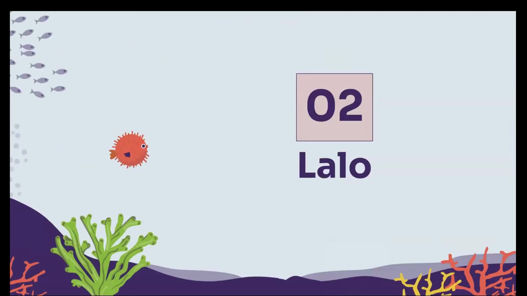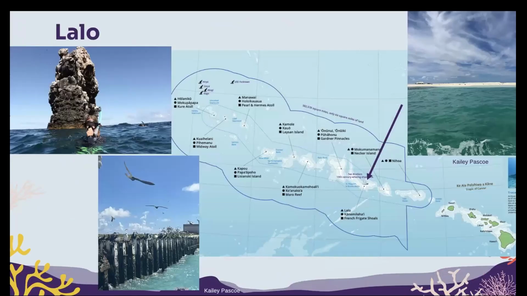So next, moving into Lalo, also known as French Frigate Shoals. This is one of the atolls within Papahanaumokuakea, located in the northwestern Hawaiian Islands. It's home to a huge diversity of coral, fish, seabirds, and endangered species like the monk seal and green sea turtles. And because it's so far from human activity, Lalo gives us a rare opportunity to study reef ecosystems that have minimal direct human impact, but it's still vulnerable to large-scale threats like bleaching events, storms, and sea level rise. Mapping reefs at a place this remote helps us build a baseline and understand how these ecosystems are changing over time.